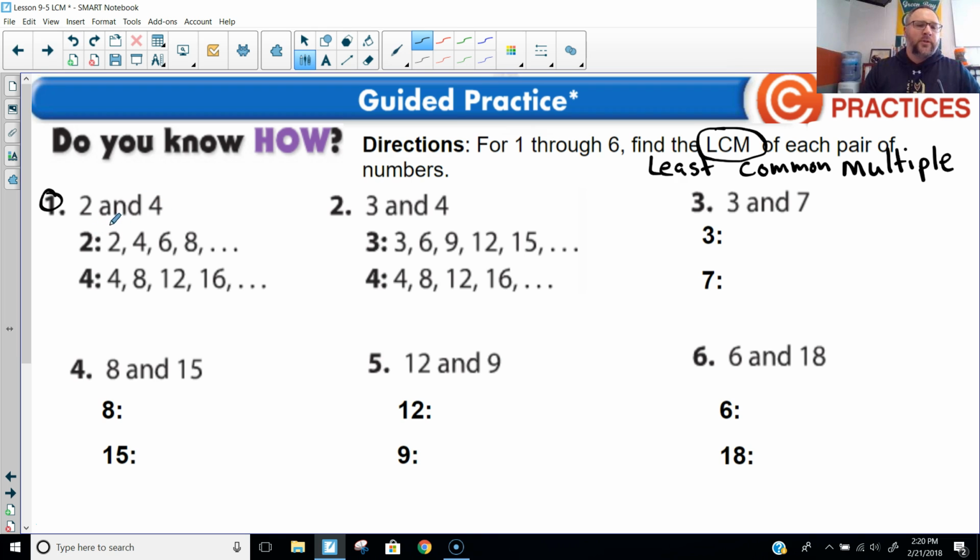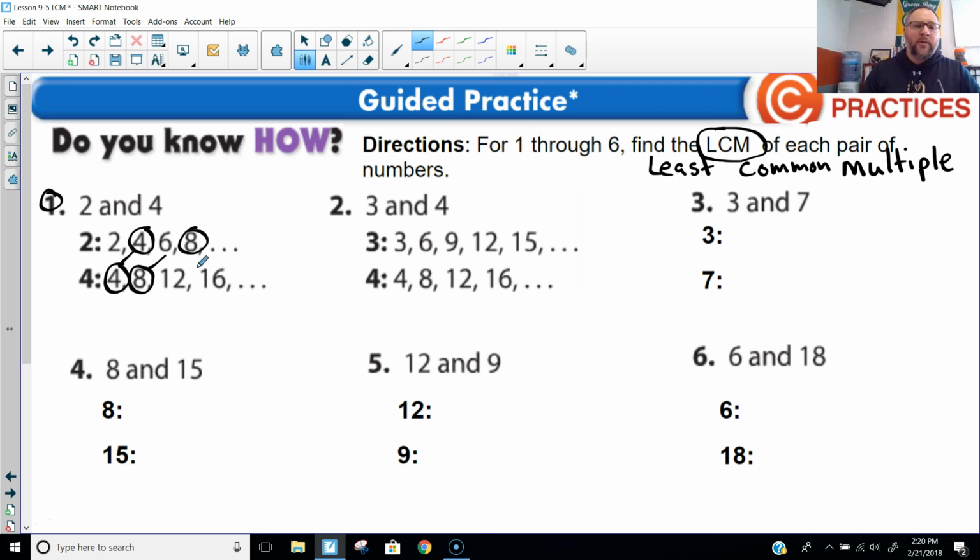So 2 times 1 is 2, 2 times 2 is 4, 2 times 3 is 6, 2 times 4 is 8. And for my list of 4 multiples, I have 4 times 1 is 4, 4 times 2 is 8, 4 times 3 is 12, 4 times 4 is 16. So where do we have common multiples? Well, here I have 4. That is in both of them, right? So 4, I'll circle that. 8, oh yeah, that's in both of them. There's 8, and there's 8.